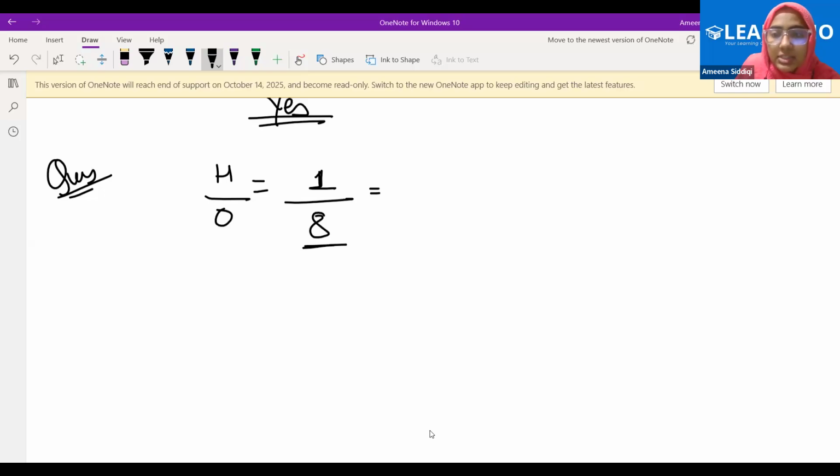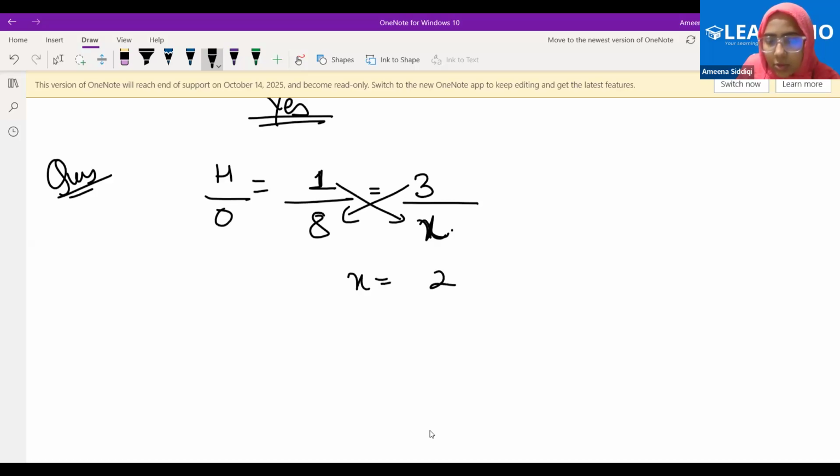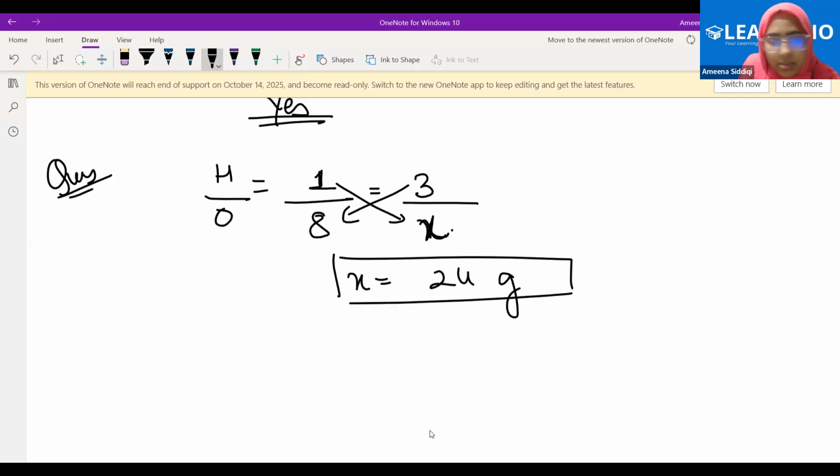Bachche, this 8 is the ratio for oxygen, okay? This is not the mass. Ratio for oxygen. Now see, what is the mass given for hydrogen? 3. We need to find x. We need to find the mass of oxygen. We crisscross them. We get x is equal to 24 grams. Good. What law is this?